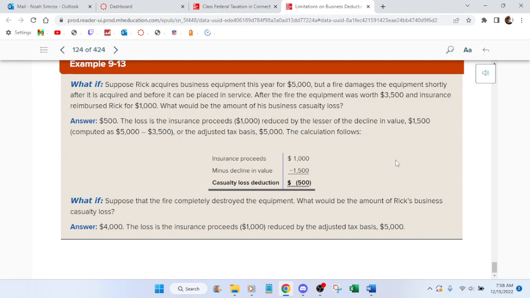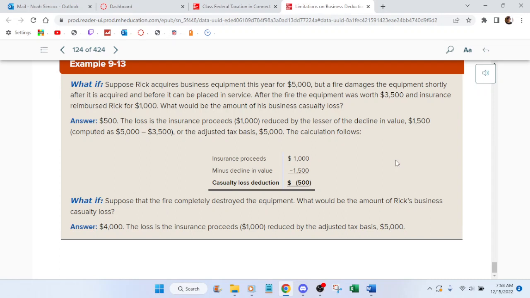So it's 1,000 minus the decline in value. The decline in value was less than the tax basis. The tax basis was 5,000. So clearly you do the insurance minus the decline in value. The decline in value was 1,500, so you get a casualty loss deduction. So you subtract the lesser of the decline in value or the adjusted tax basis.